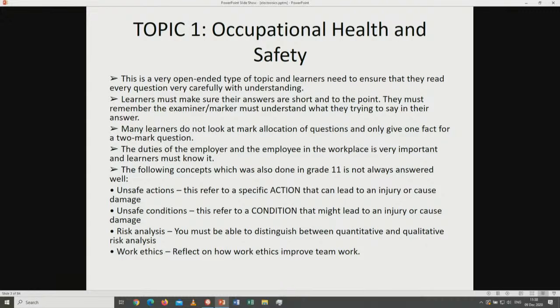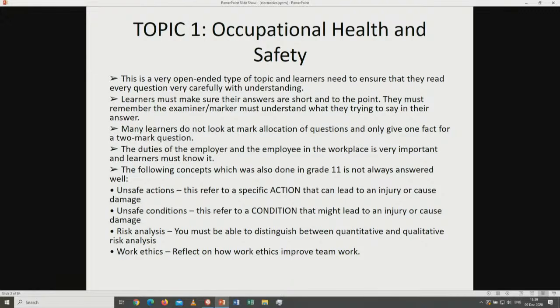Many learners do not look at the mark allocation of questions and only give 1 fact for 2 mark questions. Like I've said earlier, the mark allocation of your question will guide you as to how many points you've got to write when responding to a question. If it's a question of 2 marks and it needs facts, please provide 2 facts. If it's a question of 3 marks, 3 facts.